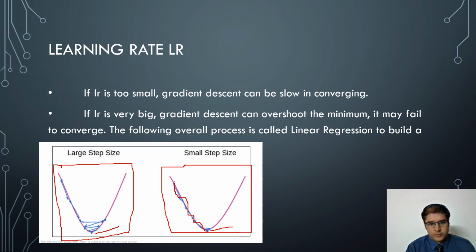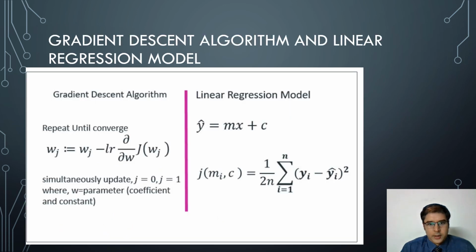So the following overall process is called linear regression to build a linear predictive model. So basically we should choose a particular learning rate in our linear regression model such that it is neither too large nor too small. Gradient descent algorithm and linear regression model. On the right side we see the equation for prediction and the cost function, and on the left side we see the gradient descent algorithm for that.